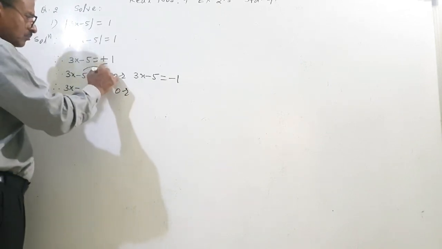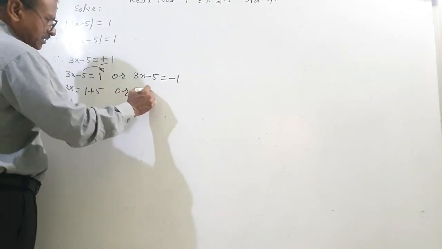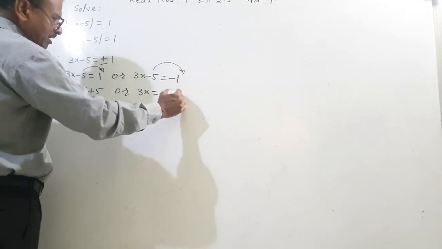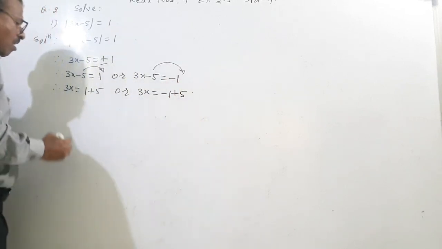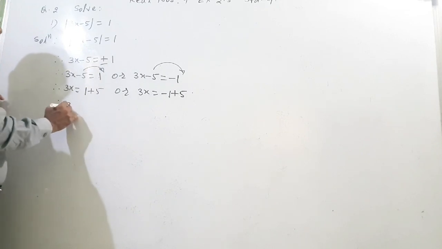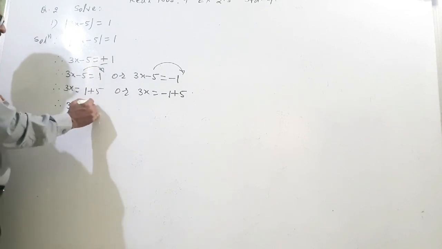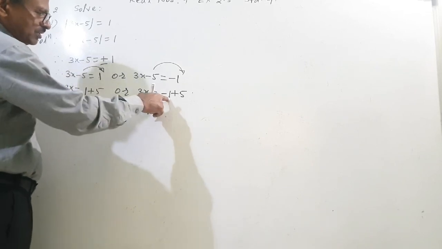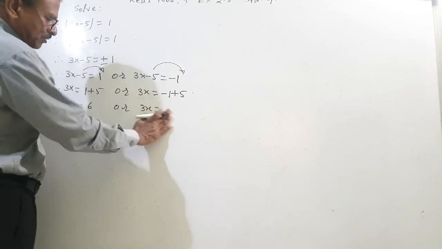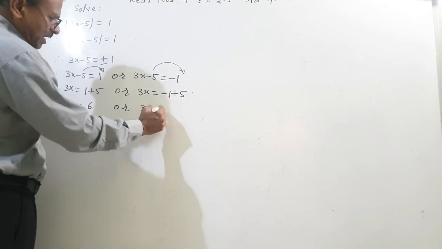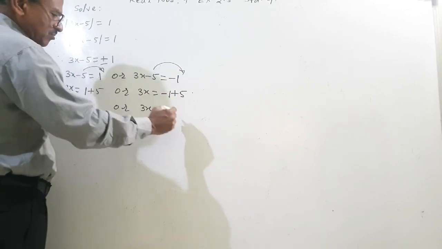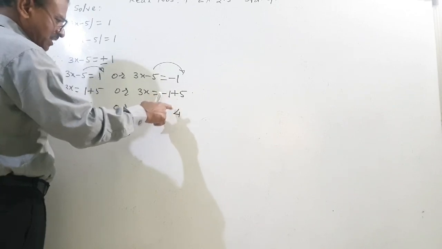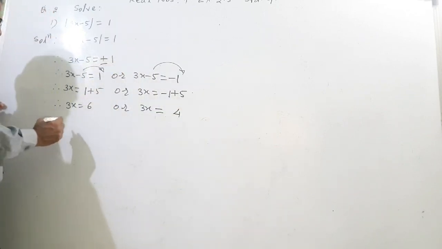Or 3x is equal to minus 1, and shifting this here it will become plus 5. Therefore, 3x is equal to 1 plus 5, which will be 6. Or 3x is equal to, these are opposite signs. If there are opposite signs, then we have to do the subtraction. So 5 minus 1 will be 4, and the bigger number is 5, its sign is plus. So plus 4.